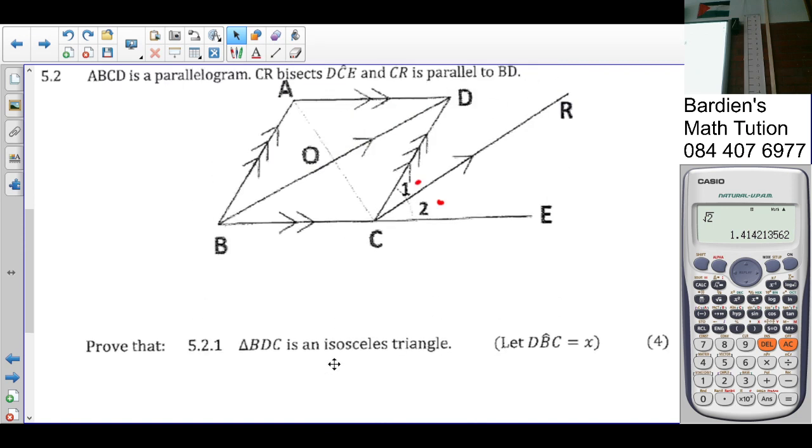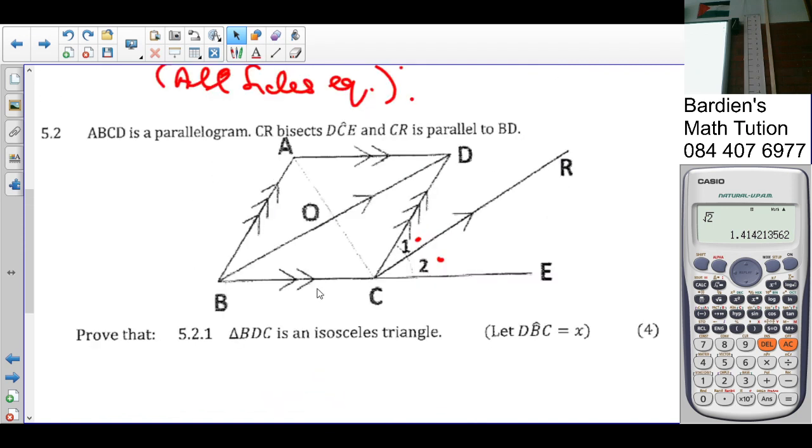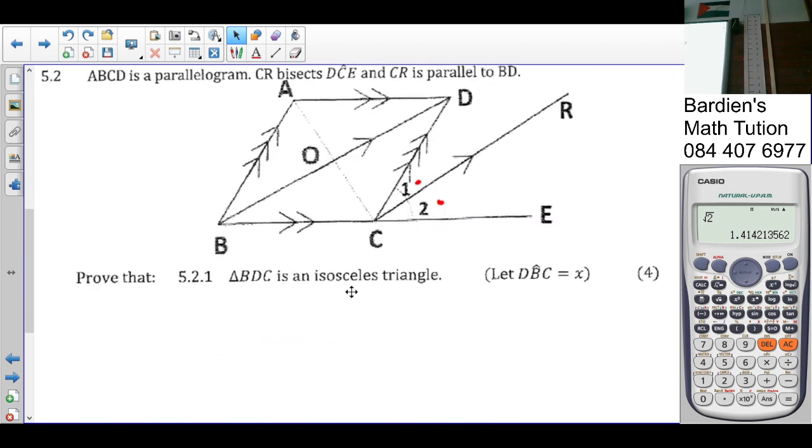So let's go with 5.2.1. It says prove that triangle BDC is an isosceles triangle. So when we prove triangles are isosceles, we have to prove one of 2 things. We either prove that 2 angles are equal, or 2 sides are equal. One of the 2. You guys understand?